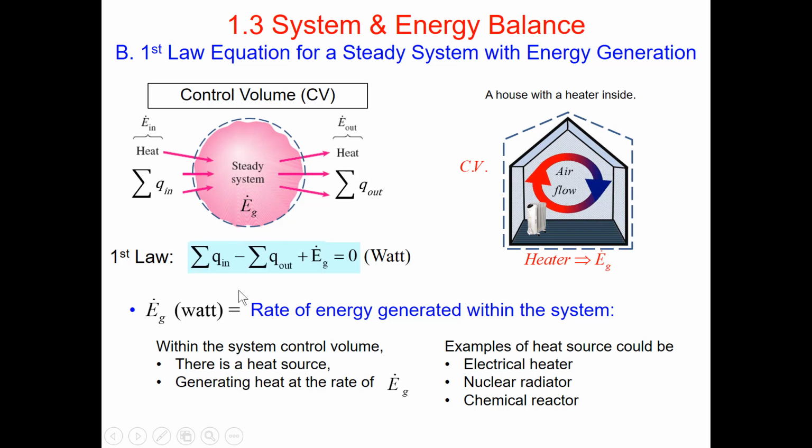Finally, if only heat enters the system and leaves the system, the first law is simplified to this: all the heat into the system minus all the heat out of the system plus energy generation equals 0 for our steady system.